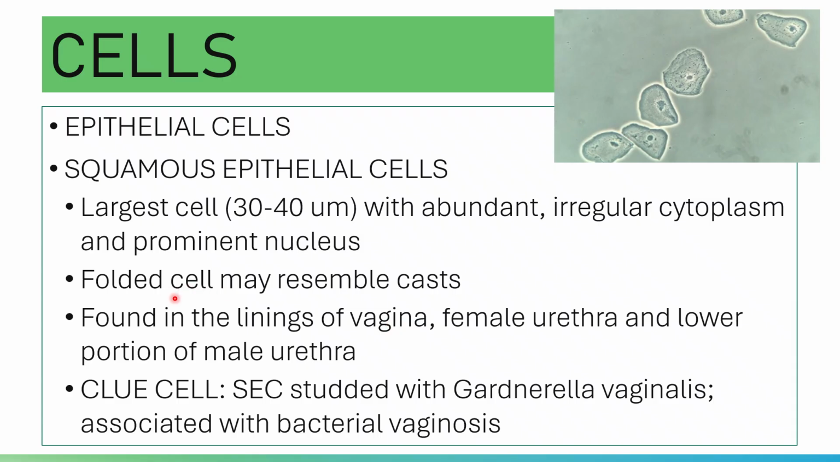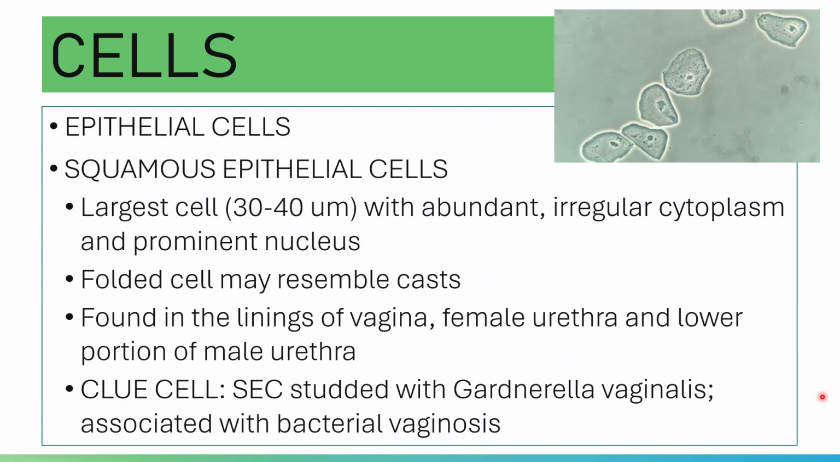Please note that many squamous epithelial cells can be present in female urine. If many squamous epithelial cells are present in the urine of a female, they may be derived from the vagina or from the vulva. Again, squamous epithelial cells are found in the linings of the vagina, the female urethra, and the lower portions of the urethra.